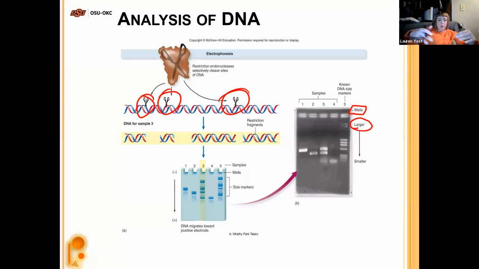You put them in the little well, you literally inject them with the little pipettes. You have seen it, right? And then you put electricity through it. Remember, DNA has a negative charge to it. So the negative DNA is going to move towards the positive electrode. Okay. DNA migrates towards the positive electrode because DNA is negative.